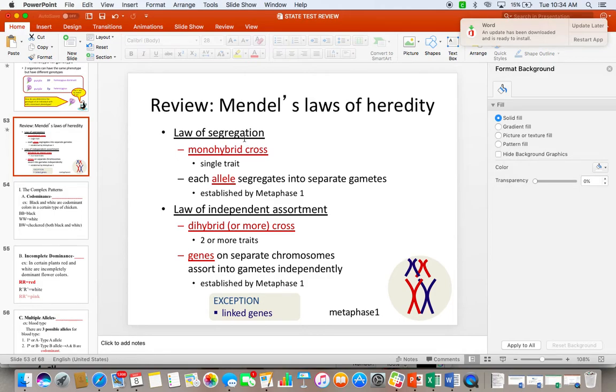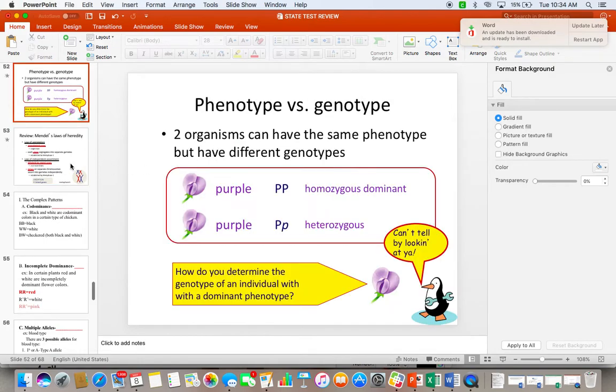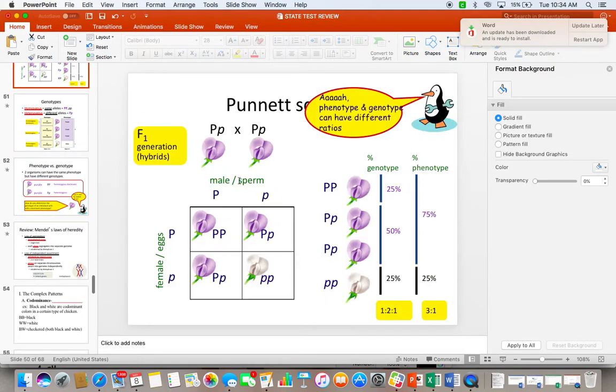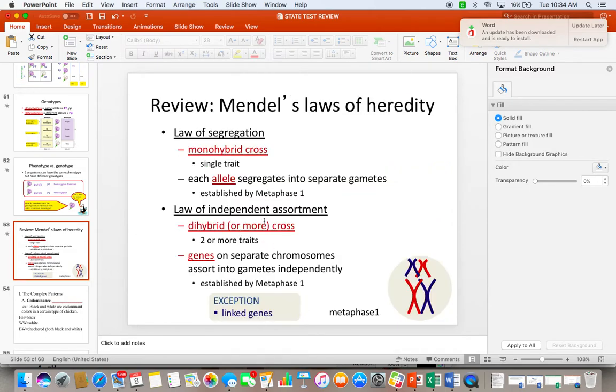Mendel's laws are segregation and independent assortment. Segregation applies to monohybrid crosses, which a monohybrid cross is this right here, the 4-boxer. Okay. Independent assortment applies to the dihybrid crosses, which those are the big ones, the ones that have 16 boxes. Okay.